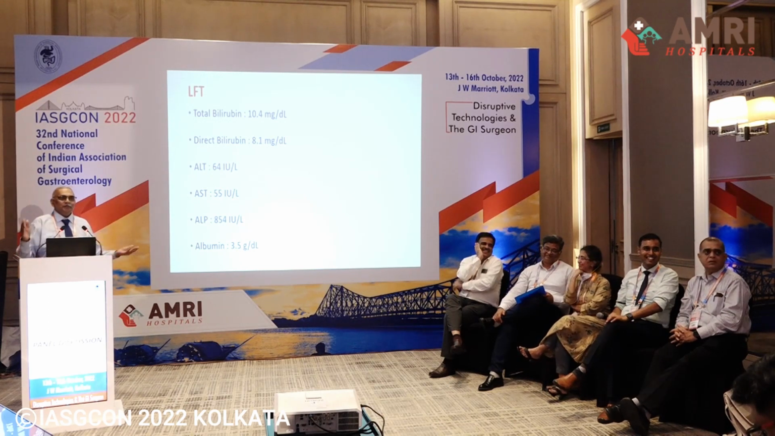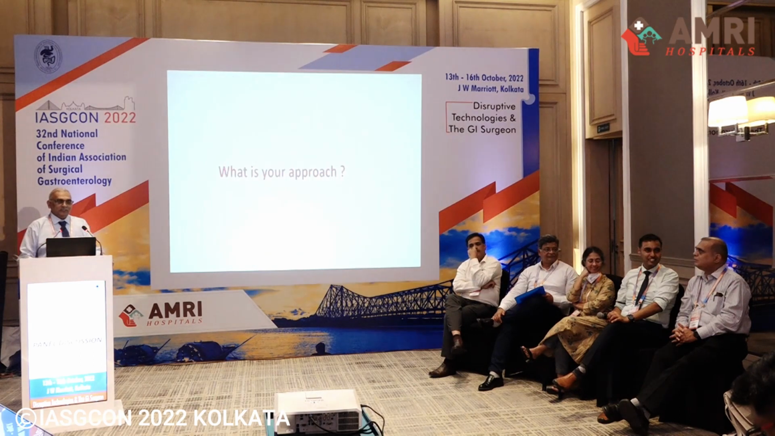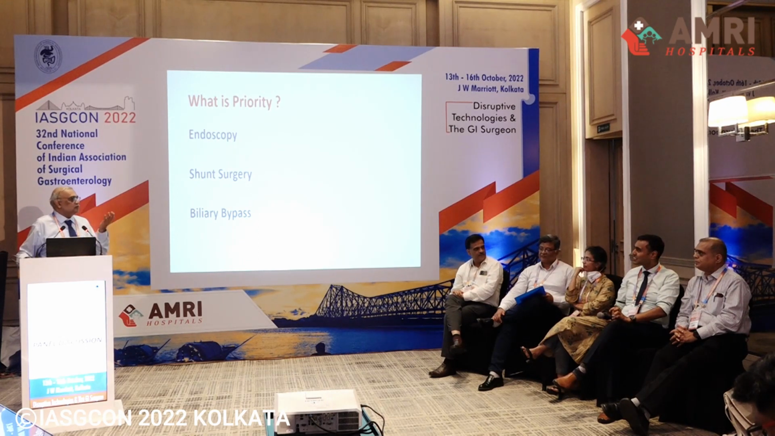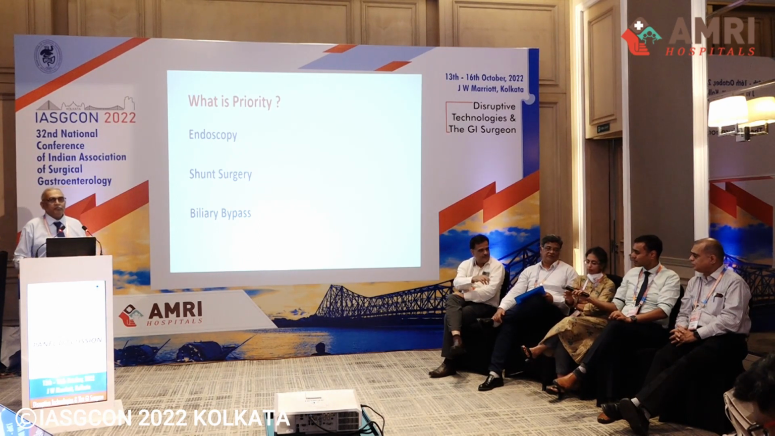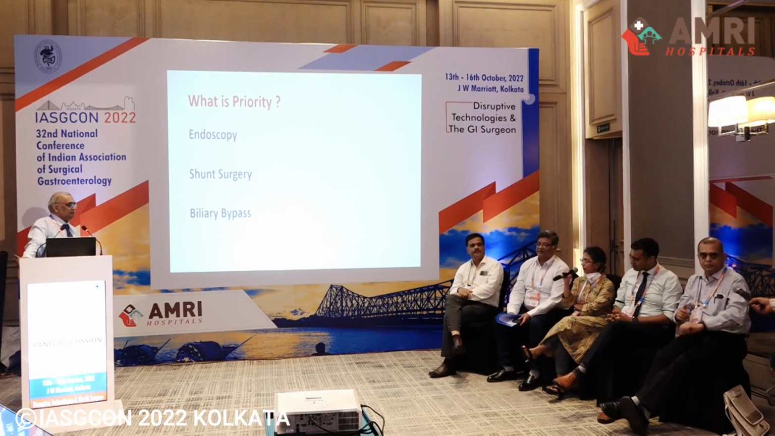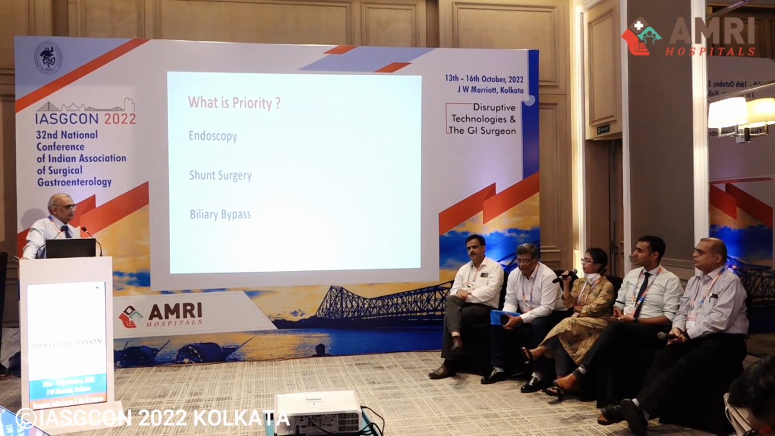What I would want to know is, if it comes to a surgeon upfront rather than going to a GI physician, what would his approach be? What is the role of shunt surgery? Would you really think about shunt, and if so, at what stage? First, this patient is definitely a candidate for shunt surgery, but at a later stage. First he has to be optimized. We would not like to do a shunt surgery at a bilirubin of 10.4.